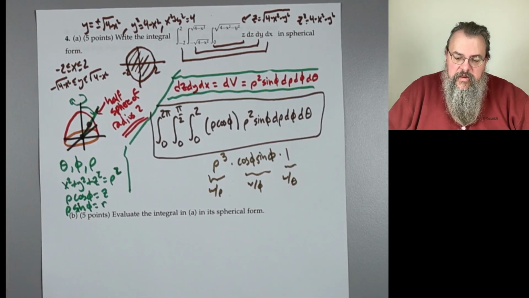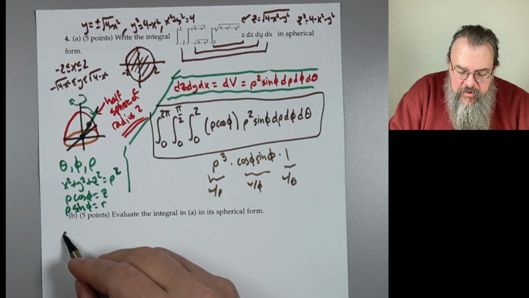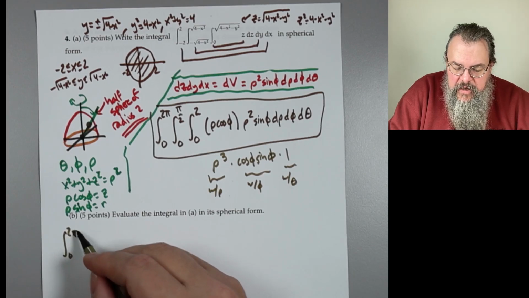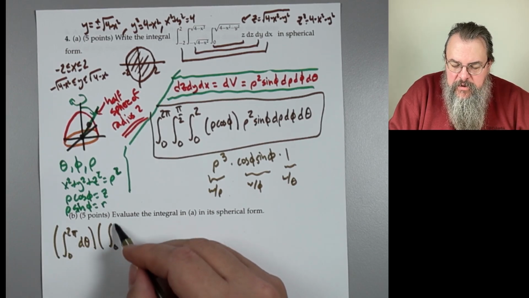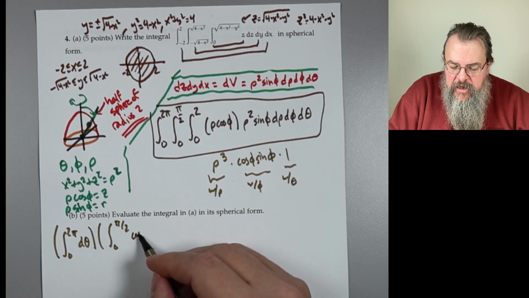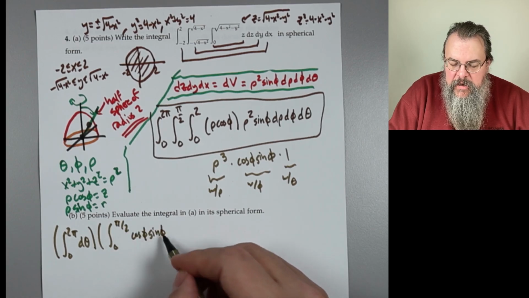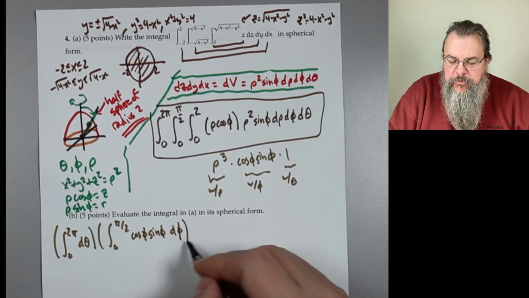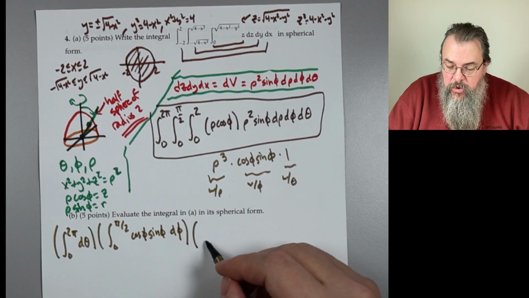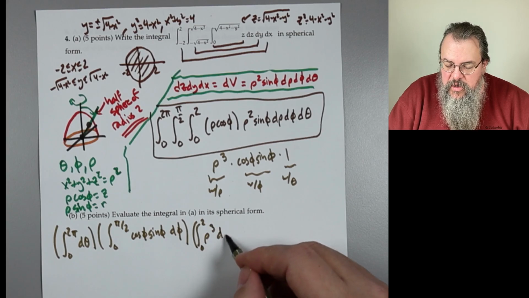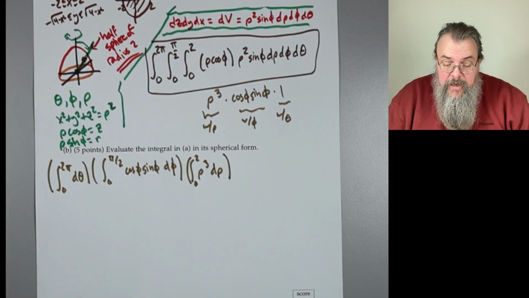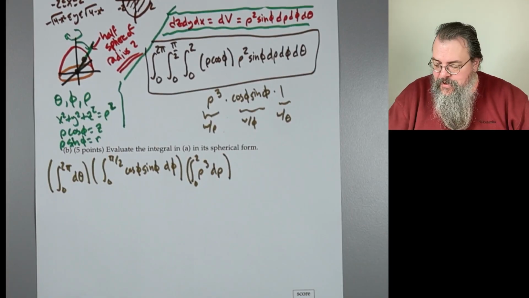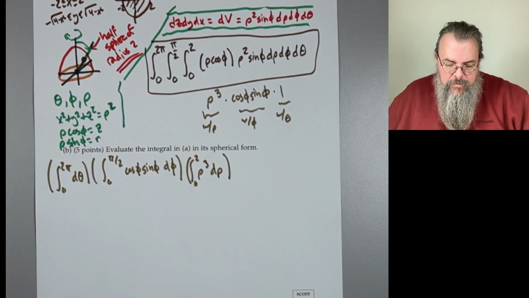So this integral, pulling it into pieces: 0 to 2 pi d theta. The second part, 0 to pi halves, cosine phi sine phi d phi. And then the last part, rho integral 0 to 2, rho cubed d rho. Okay, all right, well, we're close, and we just have to work through these integrals one by one.